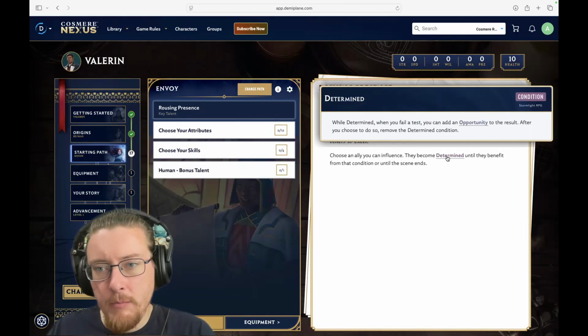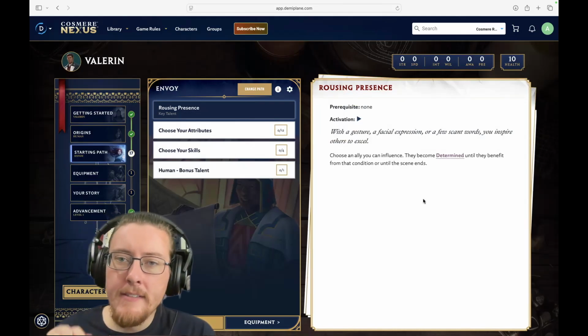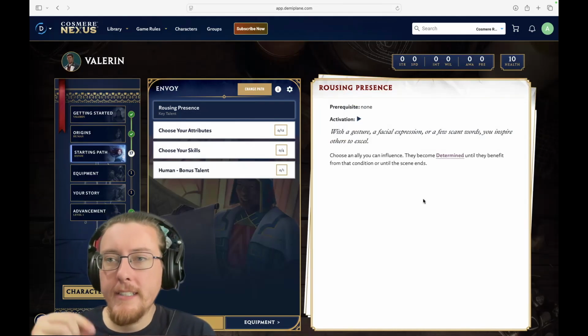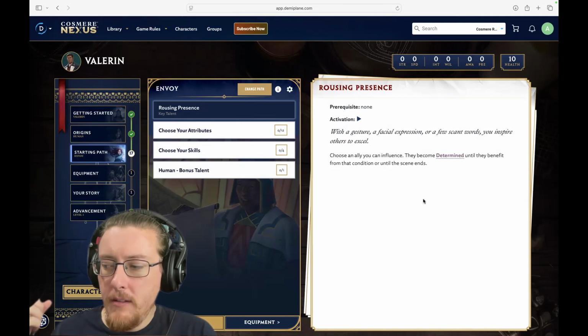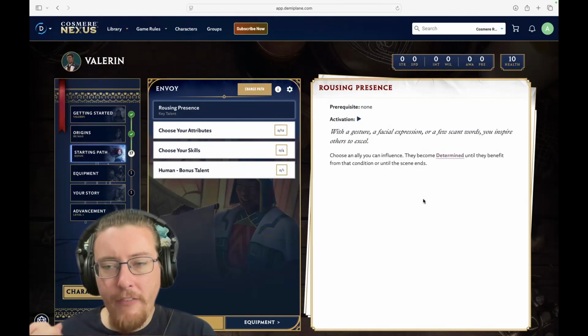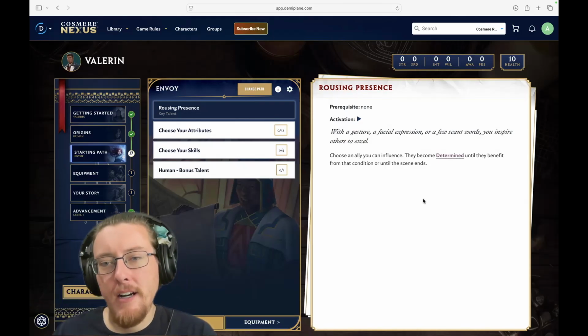After that happens, they remove the determined condition. And that stays on until the scene ends. That's great. This is for somebody who really likes to support other people. I know a lot of people in games, especially when they get to the role playing aspect of it, this is a perfect way of putting role playing into combat.